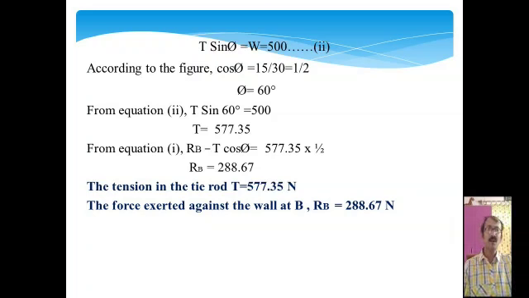Now from equation 1, Rb equals T cos phi, that is 577.35 into half. So finally the value of Rb, the reaction force, is 288.67. Now the tension in the tie rod, T equals 577.35 Newton, and the force exerted against the wall at B, that is Rb, the reaction force, equals 288.67.